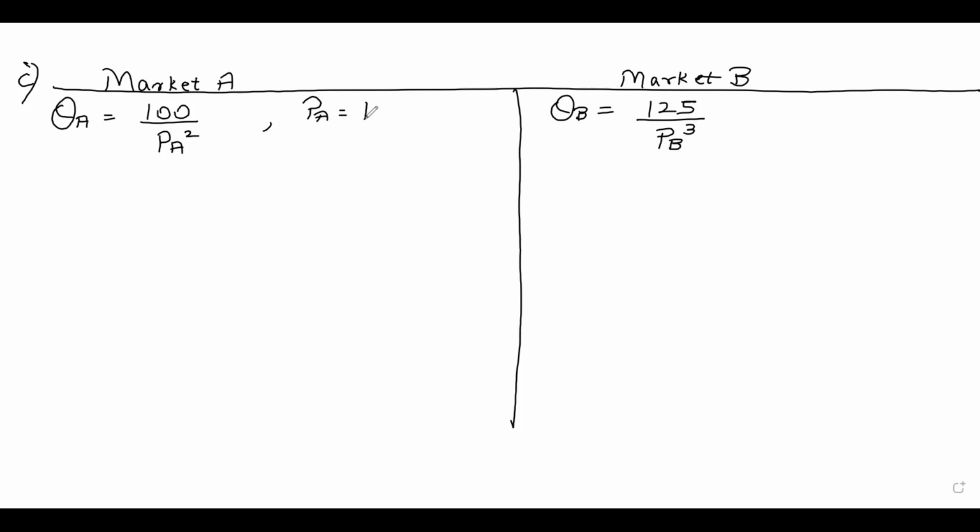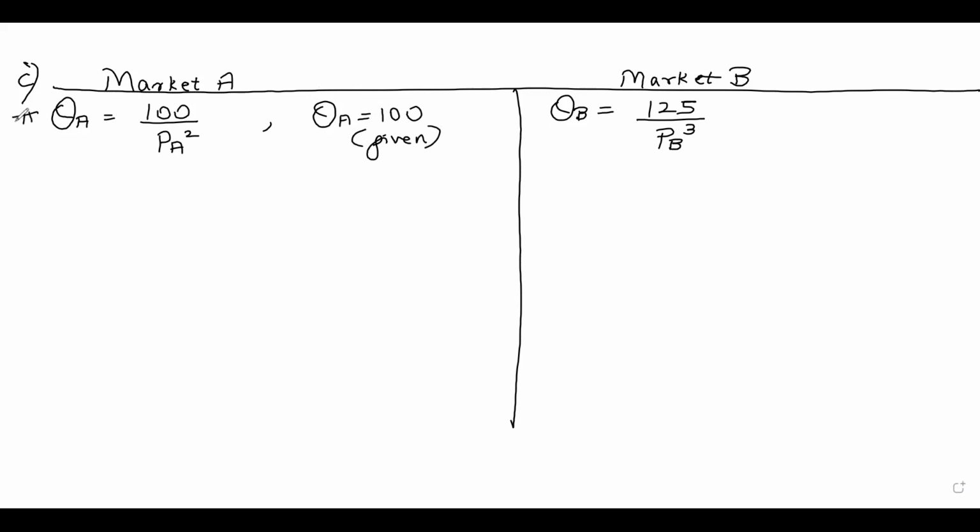And what else is given to us? We are also given that both markets have the same marginal cost. And we are also given that the monopolist is selling 100 units. We were not given PA. Let me correct myself. We were given that in market A, the monopolist is selling 100 units. QA is equal to 100. This is given to us.